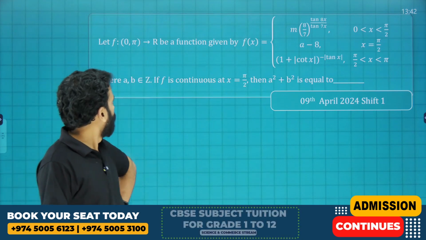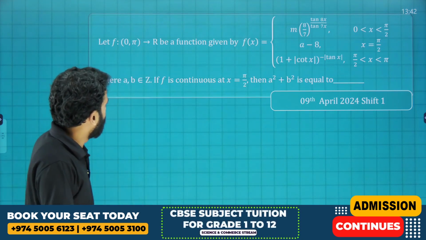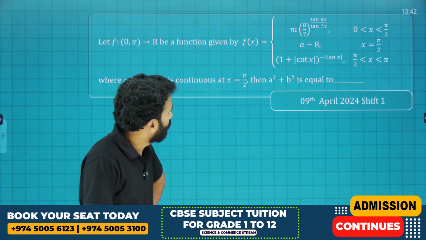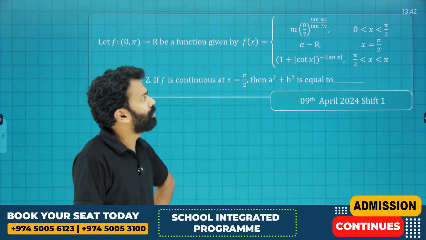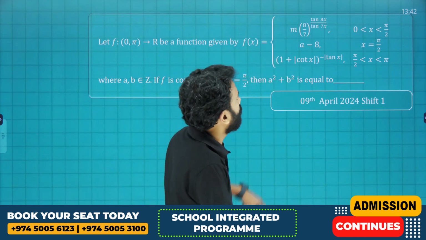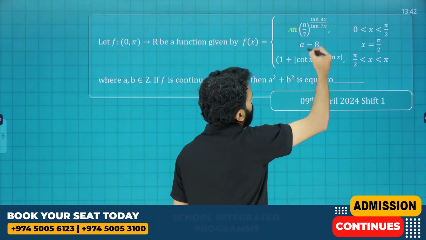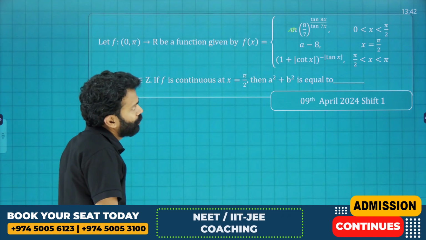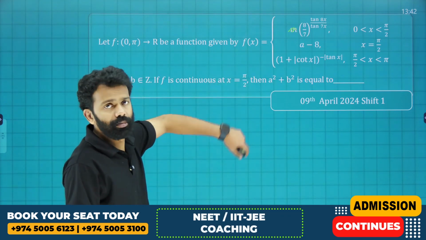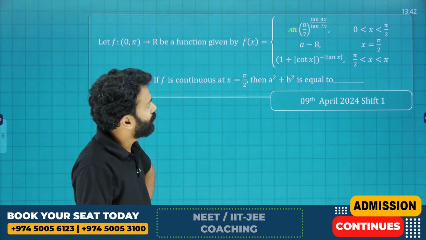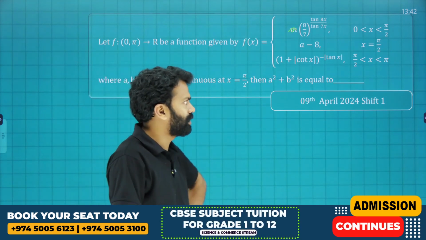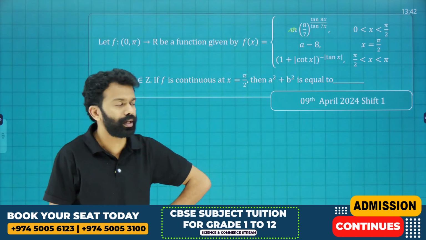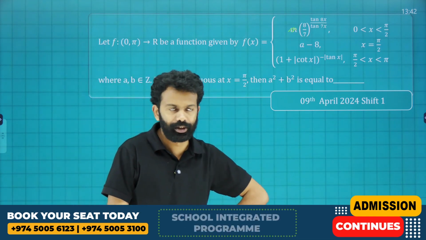f is a function from the open interval (0, π) to R, given by a piecewise function: for 0 < x < π/2, f(x) = (8/7)^(tan 8x / tan 7x); when x = π/2, it becomes a − 8; and for π/2 < x < π, it is (1 + |cot x|)^(−tan x).